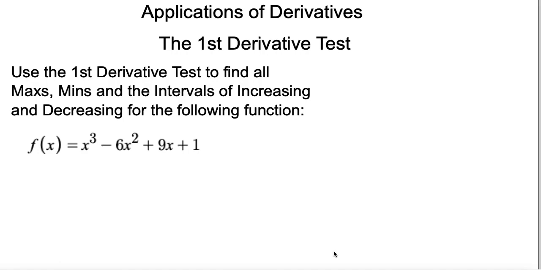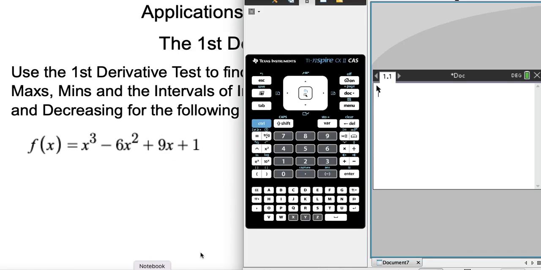Okay, let's look at using the first derivative test to find the maxes, mins, and then the intervals of increasing and decreasing of a function. So notice we're given a function here, and I'm going to go ahead and do this with the calculator because you can do it by hand, but it's going to drastically speed it up if you do it with the calculator, especially when we get into the actual first derivative test where we're testing values.